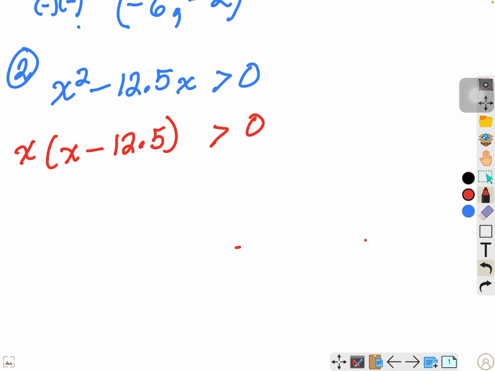So now, again, the zero product property tells us I can set each one of these quantities equal to 0, then isolate x.